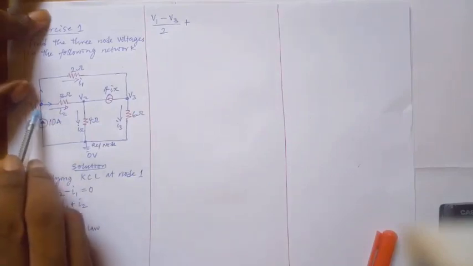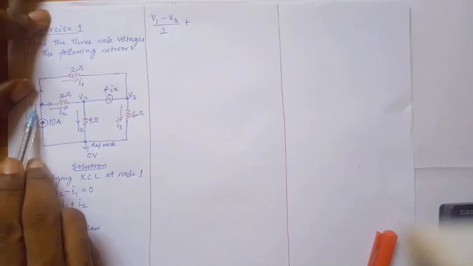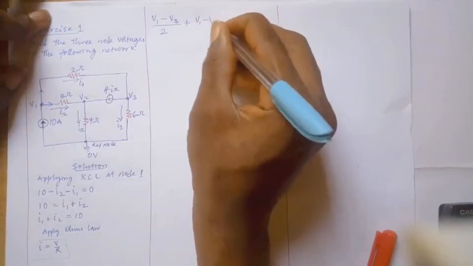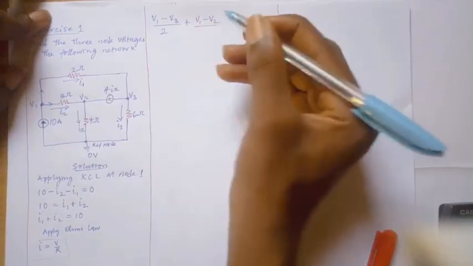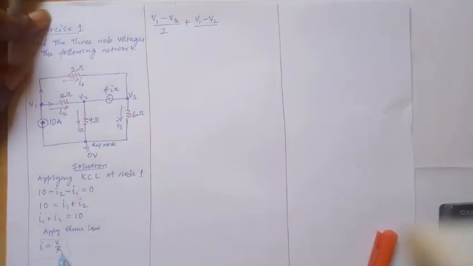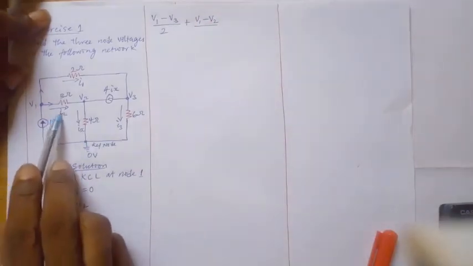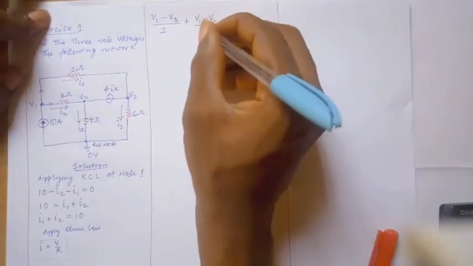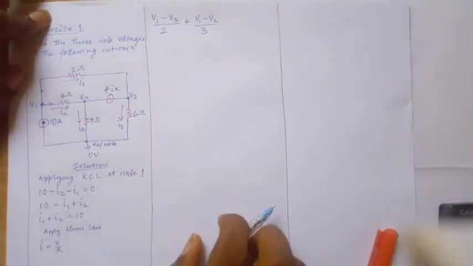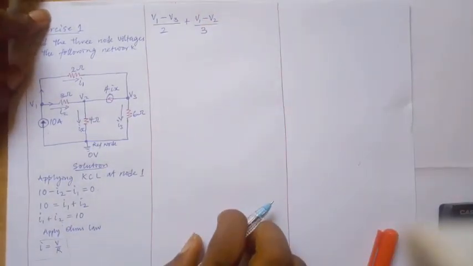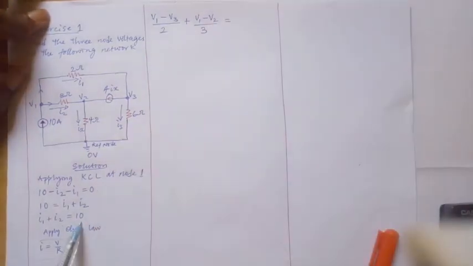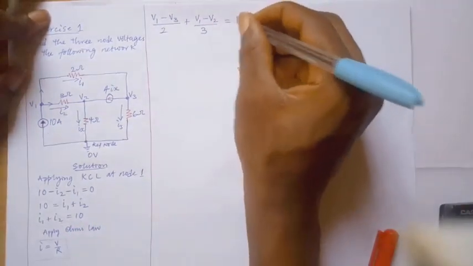So where is the I2? I2 starts from here to here. So it will be V1 minus V2 over what? What is the resistor? Remember the Ohm's law. The resistor is 3 ohms. So now we have V1 minus V3 over 2 plus V1 minus V2 over 3 equal to what? Don't forget, it is equal to 10. Thank you. 10 is equal to 10.